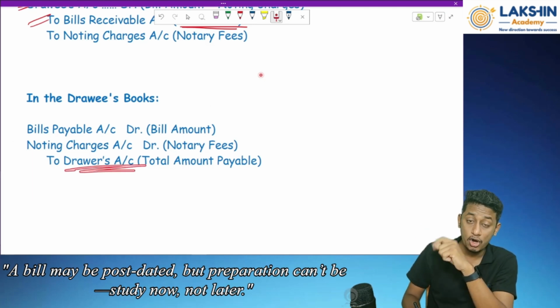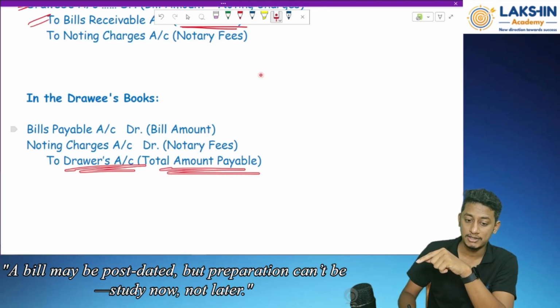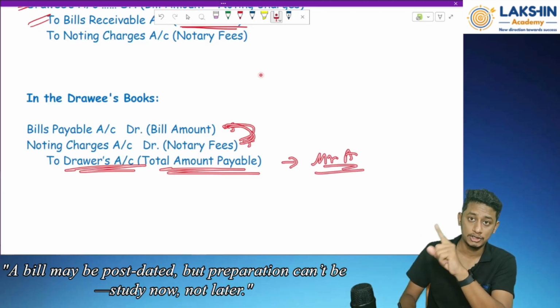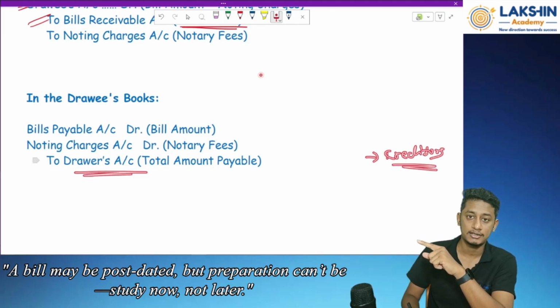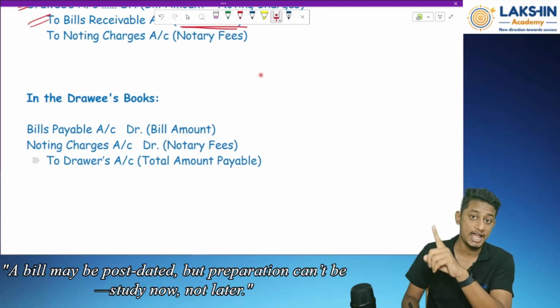Then drawer's account is credited. Total amount payable, this plus this. So two amounts I am adding and paying to whom? To Mr. A. It is payable. So that's why Mr. A becomes our what? Creditor. And whenever creditor's balance increases, I will credit the account, because it's a liability. Okay.